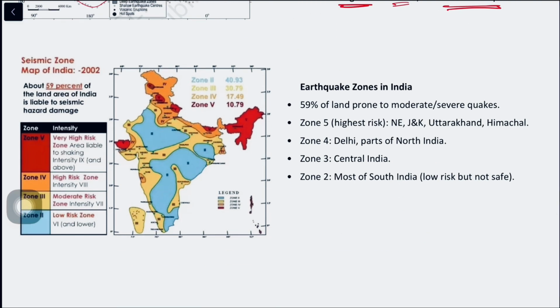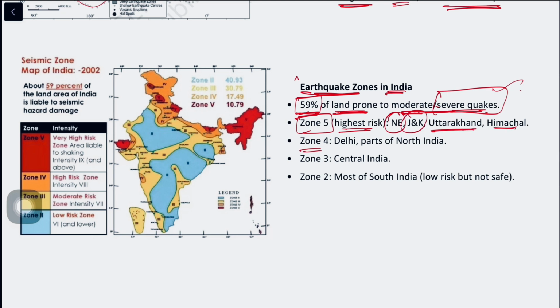So when we see the earthquake zones in India, about 59% of the land is prone to moderate or severe earthquakes, and they are majorly present in the northern states. Zone 5 is the highest risk area, that is the northeastern region, Jammu Kashmir region, Uttarakhand and Himachal. Zone 4 consists of Delhi and parts of northern India, zone 3 consists of central India, and zone 2 consists of south India. That is the earthquake zones of India. Okay, thank you.